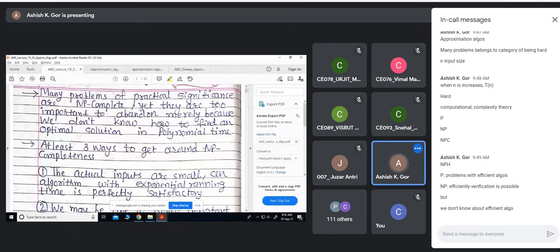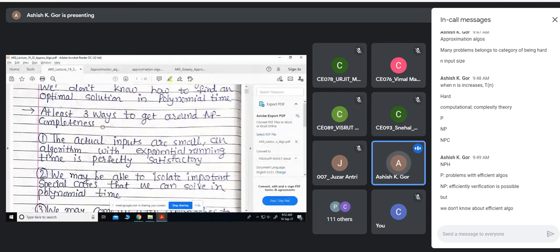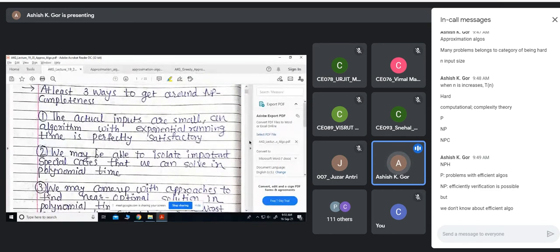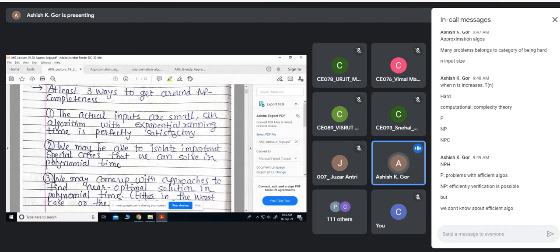There are hard problems which cannot be solved efficiently in polynomial time on larger inputs, but somehow we want some solution. So how can we get rid of this situation? Because we cannot just ignore those problems. They are very useful in practical life. So there are at least three ways to get around this NP completeness. This is mentioned in the Cormen book. Many could be possible; at least three ways are there.